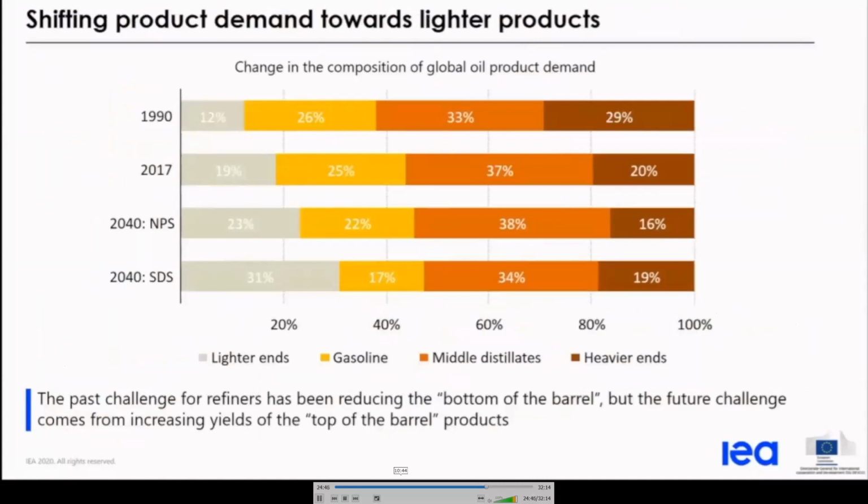The demand for oil products has shifted over the last several decades. The past challenge for refiners has been reducing from the bottom of the barrel. However, when we look at future demand, the challenge becomes more about increasing yields from the top of the barrel products, particularly as we look at product demands that are being pulled and used for the petrochemicals industry and for the plastics industries.